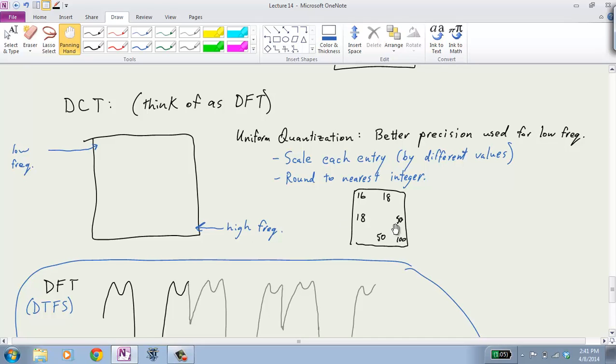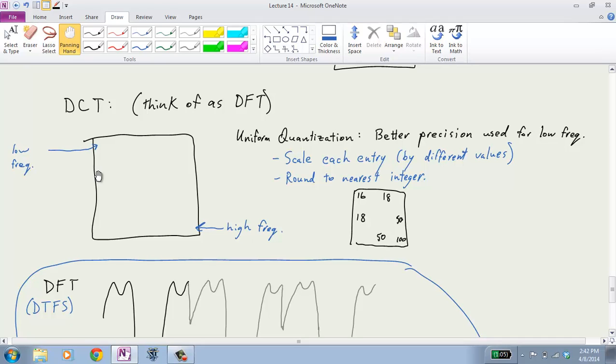Now, once you've rounded these to integers, you just have a bunch of integers. Of course, to undo it, when you want to reproduce the image, you're going to take your rounded numbers and multiply them, rather than divide, by these scaling constants. You're going to do the inverse DCT and put it all back together. And it'll have some noise.